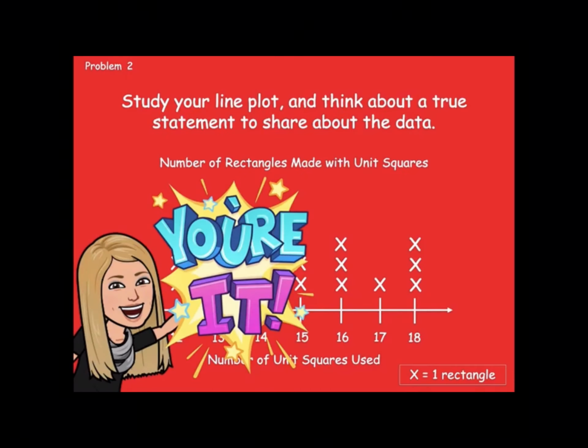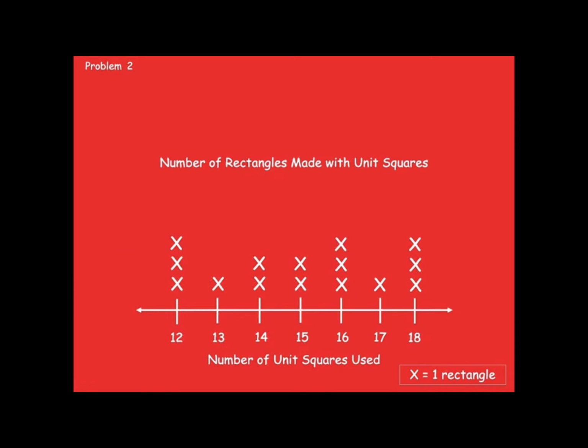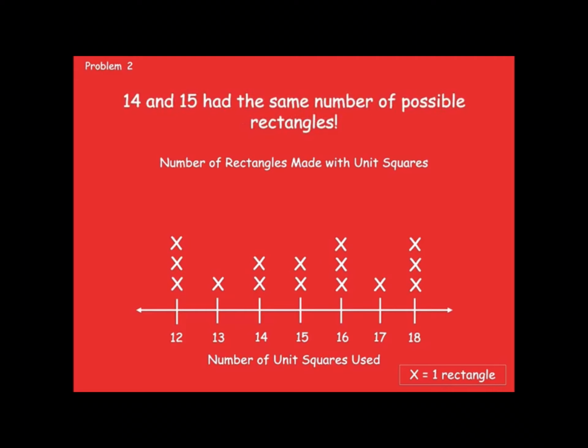All right, pause if you need more time. All right, so here's one of the things that I came up with. 13 and 17 had the least number of rectangles, right? If we look at our line plot, it only had 1 rectangle for those. Here's another thing. 12, 16, and 18 had the most rectangles because they all had 3 rectangles that could be made. 14 and 15 had the same number of possible rectangles, right? They both had 2.